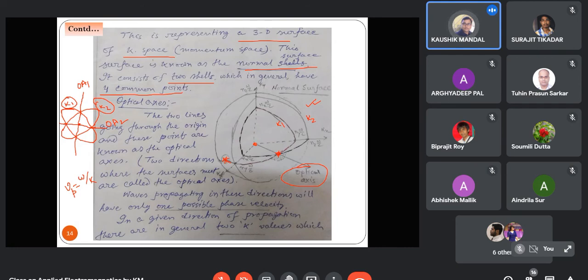So along the optical axis, the wave will face a single k value. A single k value means, from this equation, what will be its phase velocity? It will realize the single phase velocity. But if you consider any direction other than the optical axis, that is, if you consider the wave propagation in any other direction apart from the optical axis, what about the situation?